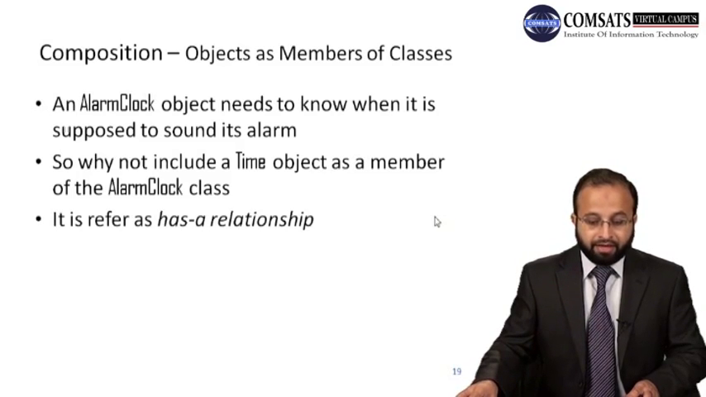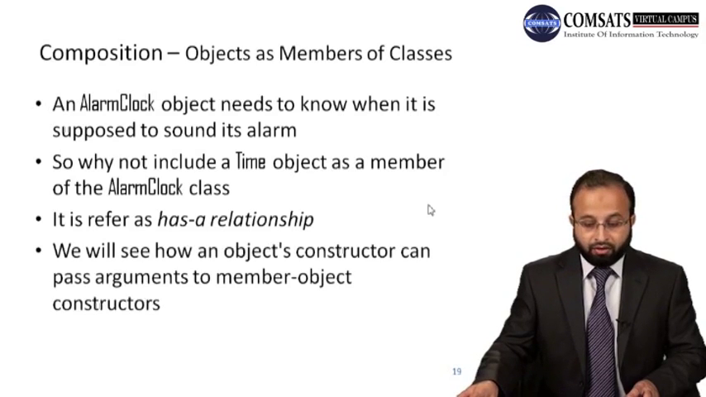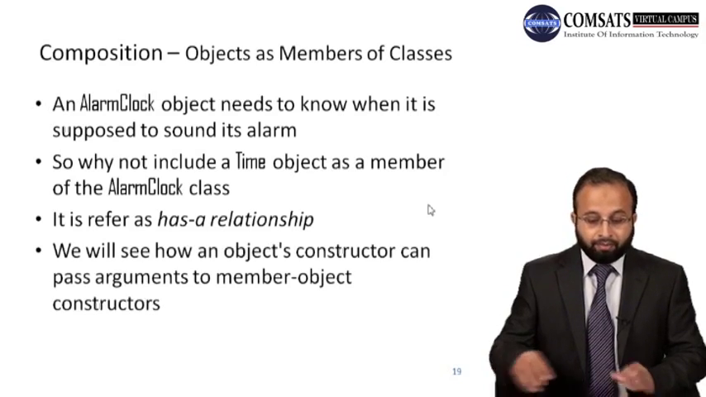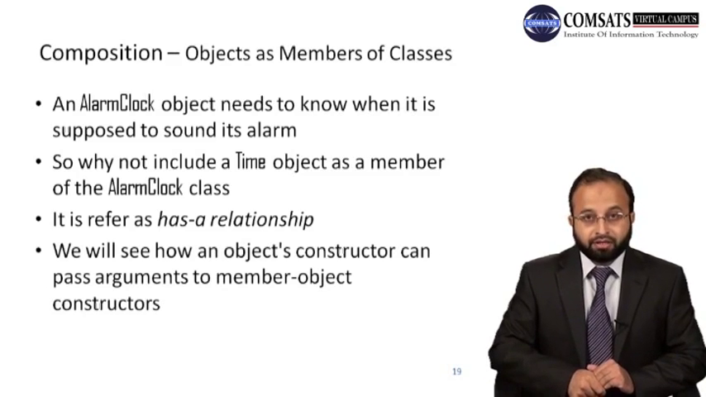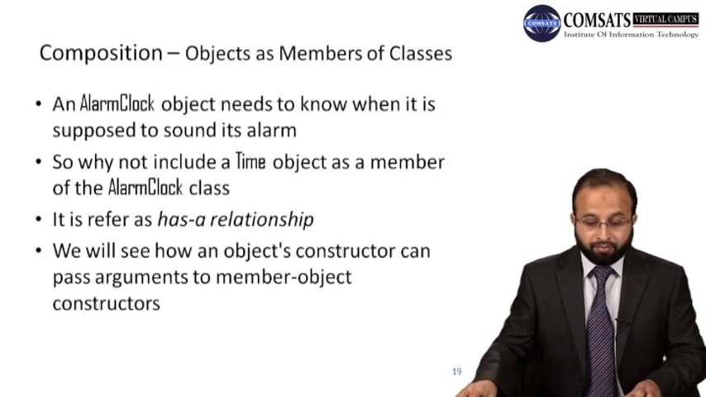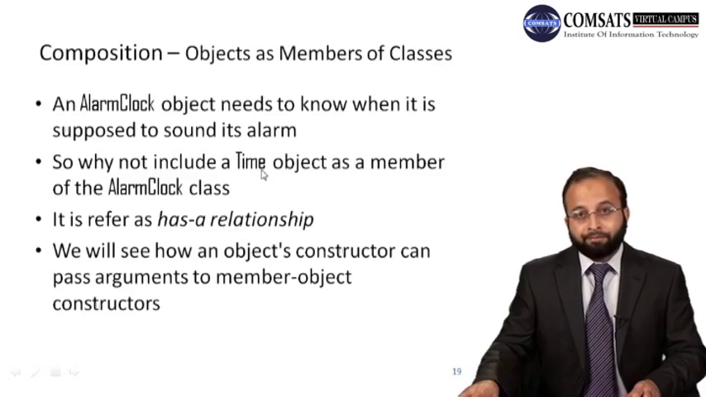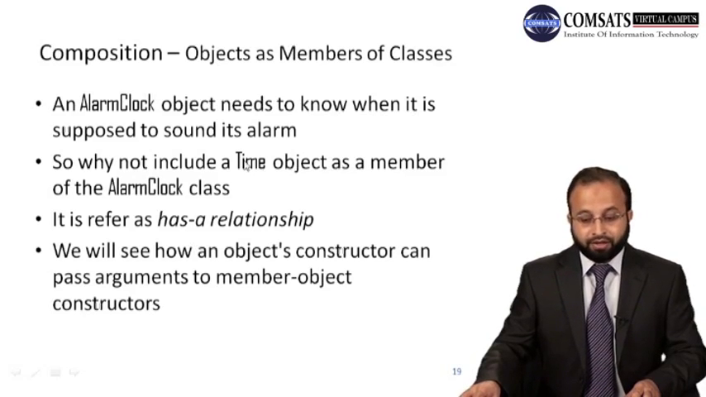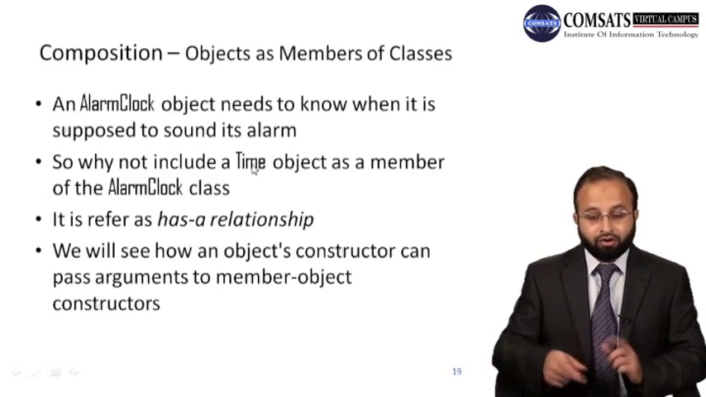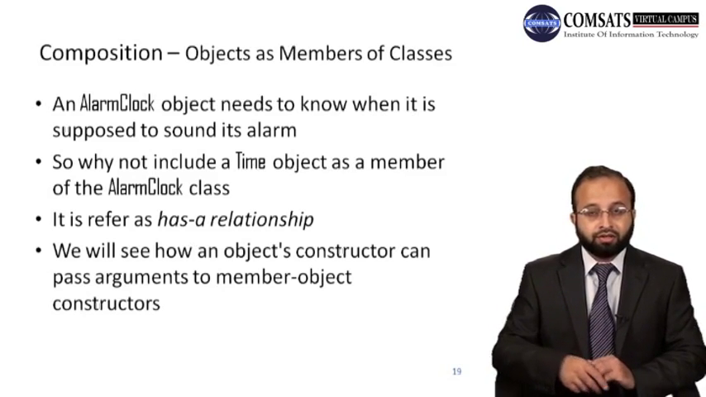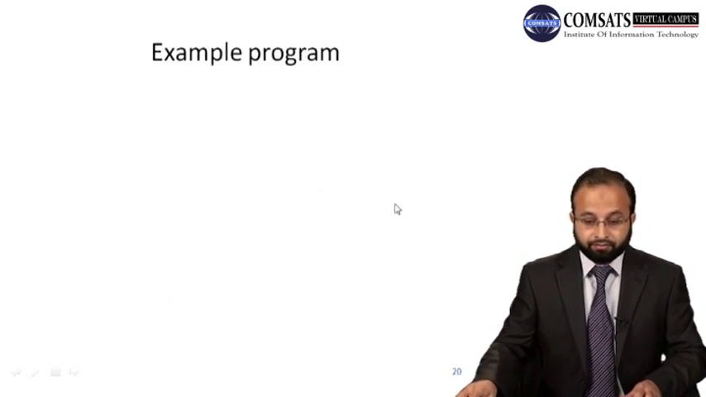So it needs to know the time, that is, when to start ringing the alarm. This is referred to as a has-a relationship. An alarm clock class has an object of time class. We will see in the example how an object's constructor can pass arguments to a member object's constructor, because when you invoke the constructor of the alarm class, it will create an object of time class, and this means that when the object of time class is created, it will call the constructor of time class as well.